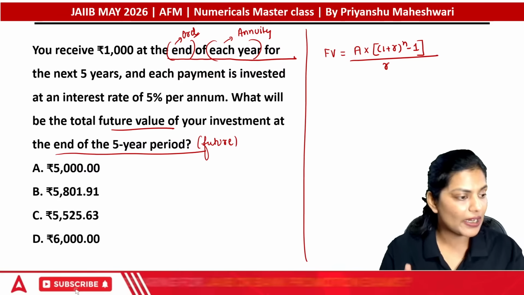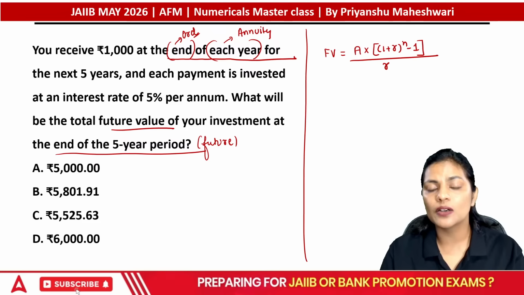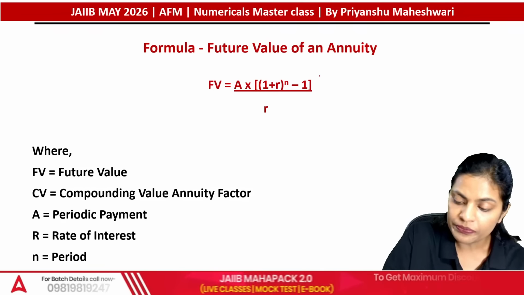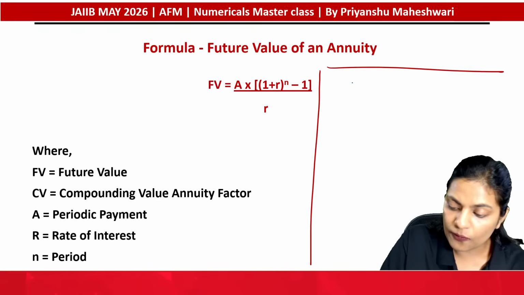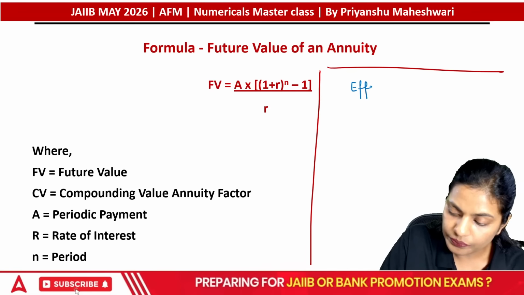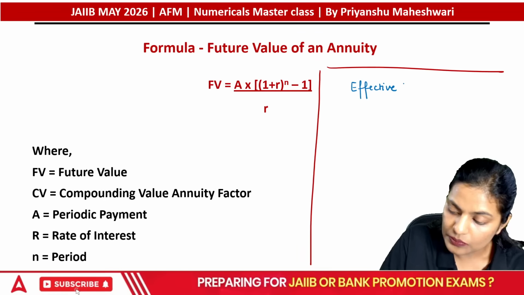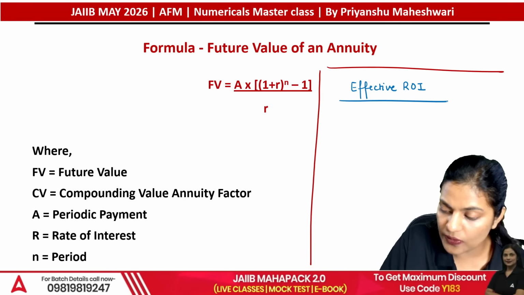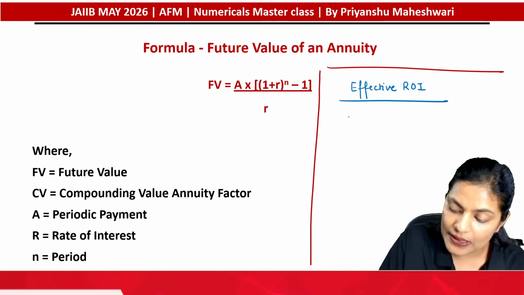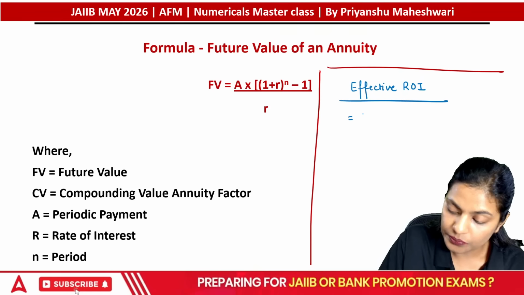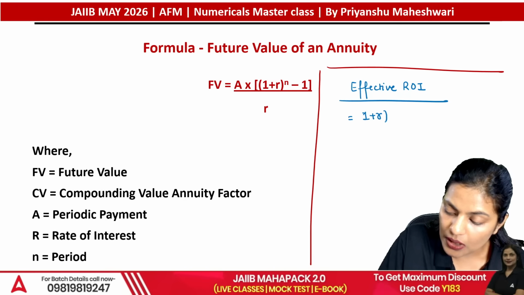Before I move ahead and I forget something, I'll just tell you this question that's very important. At times they ask for effective rate of interest. Effective rate of interest. I'll skip this otherwise. The formula is 1 plus r power n minus 1.